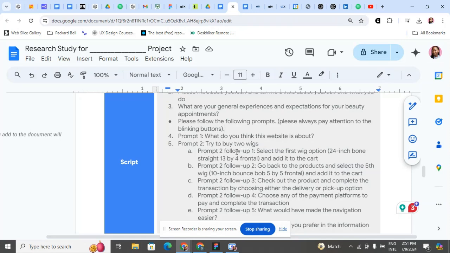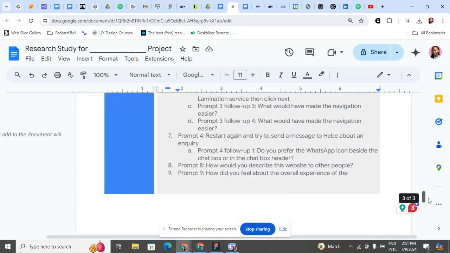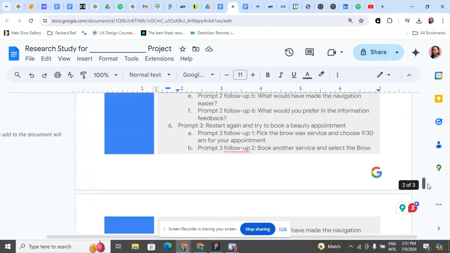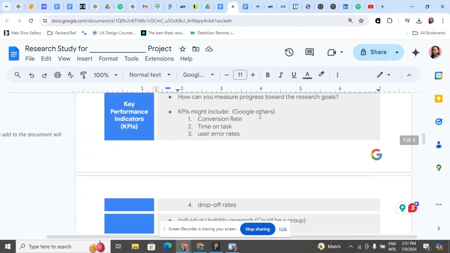If you look at the second prompt, I just scrolled past quite quickly. We spoke about how we wanted them to book an appointment. If you notice, these prompts are exactly in line with our research questions. So that is what we are trying to achieve in this template.